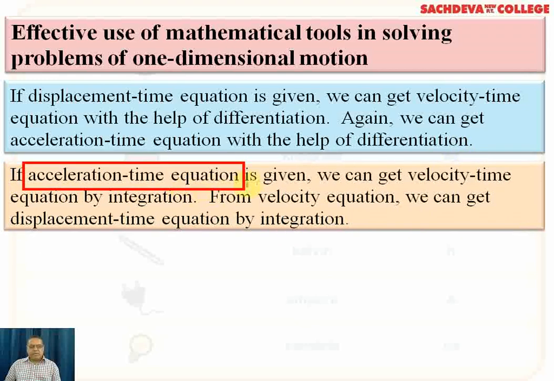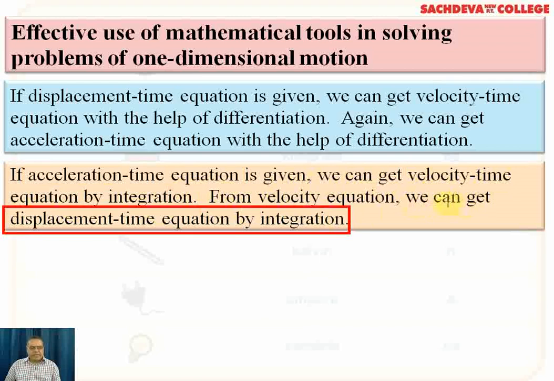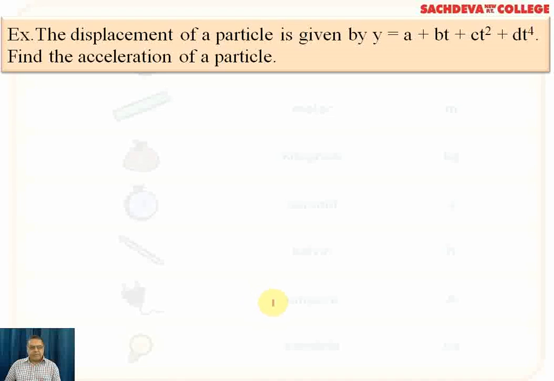If the acceleration time equation is given, we can get the velocity time equation by integration. From the velocity equation, we can get the displacement time equation by integration. So in the block diagram, displacement is indicated. We take differentiation of displacement. Differentiation means taking the derivative of displacement, and that will become velocity. Then we take the differentiation of velocity, and that will become acceleration. Then if we integrate acceleration, we will get the value of velocity, and the integration of velocity will get the displacement. Now, we have to go through certain examples.